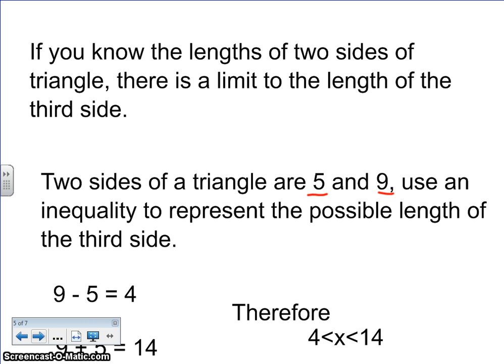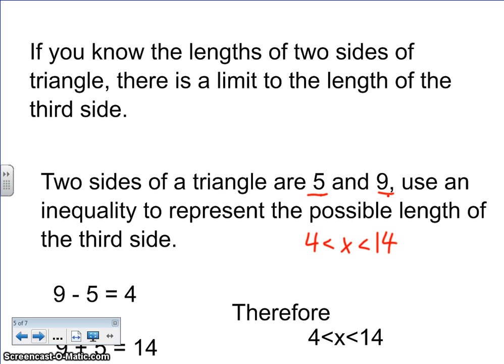So guys, what's 9 minus 5? 4, good. And what's 9 plus 5? 14. So that side of the triangle, the missing side, is going to be anything in between 4 and 14. So you put an X in there, and you put a couple of less thans in, and this means that the third side of the triangle can be any number that's between 4 and 14.